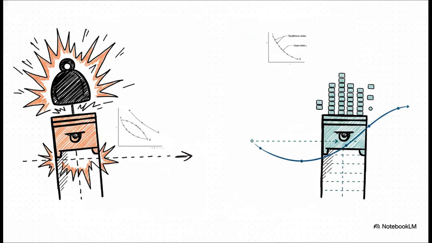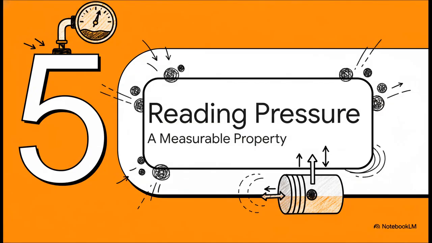This perfect slow-motion change is called a quasi-static process. And it's useful because we can actually draw a solid line from start to finish. And if you can draw a line, you can use math on it. That's the key.